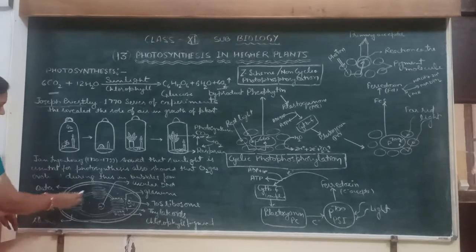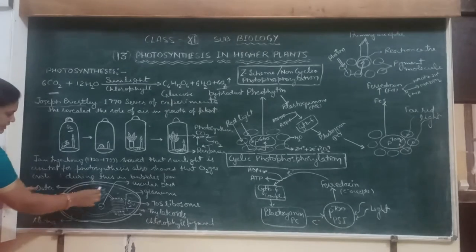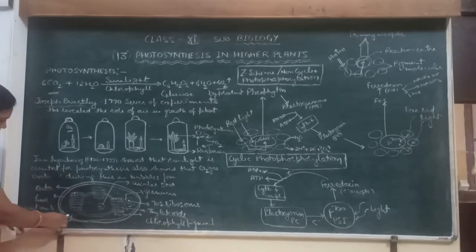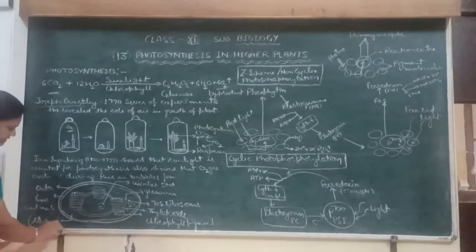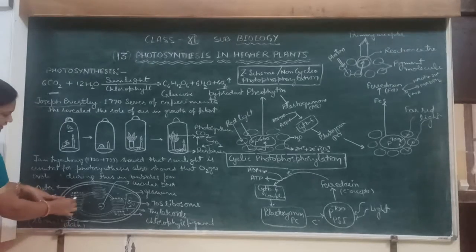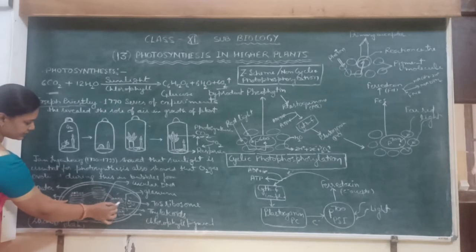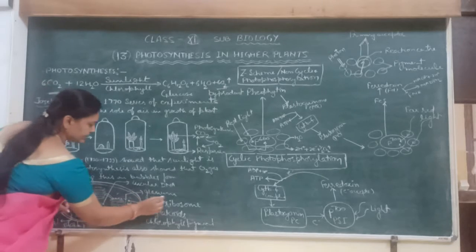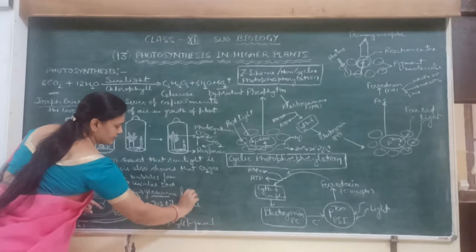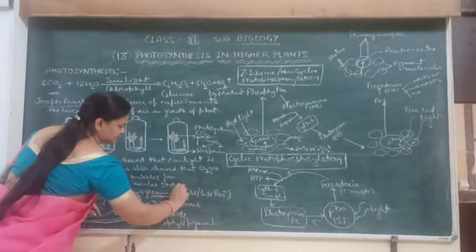So what is the structure? It is surrounded by two unit membranes, the outer and inner unit membrane, which are composed of lipid and proteins, and the liquid present inside the chloroplast is the stroma. In the stroma, the dark reaction of photosynthesis takes place, and these are the thylakoids, the sac-like structures. The bundle of thylakoids is known as the granum. Granum is the site of the light reaction, or we can say the Hill reaction. Hill is the name of the scientist who gave it.